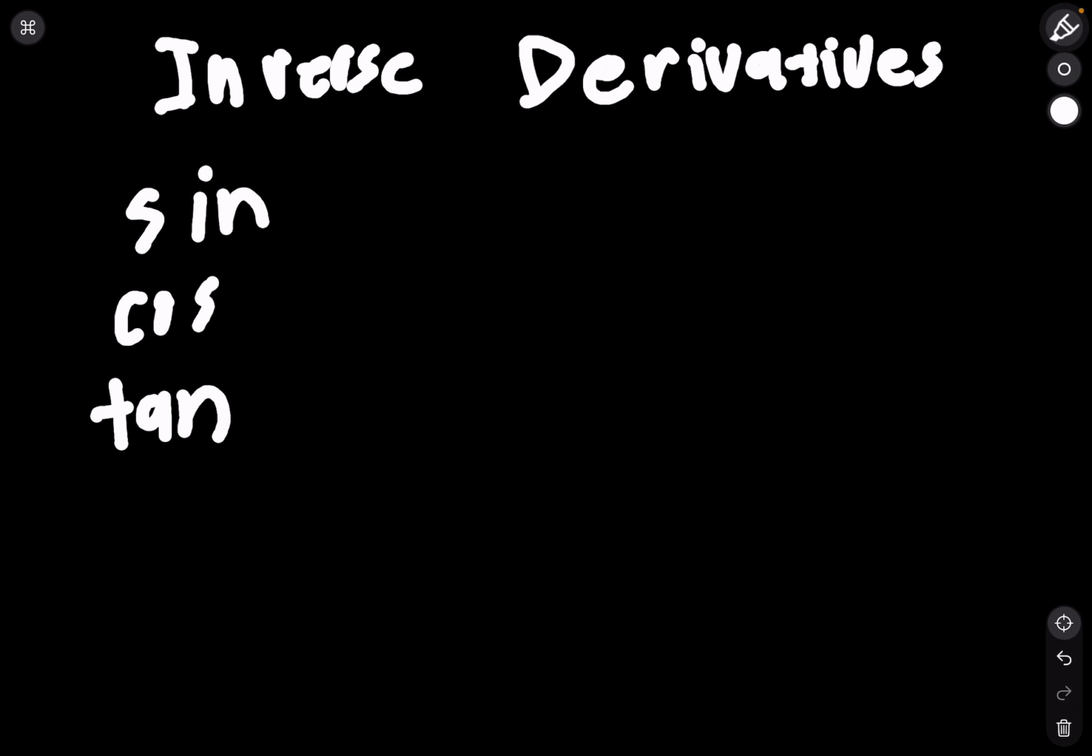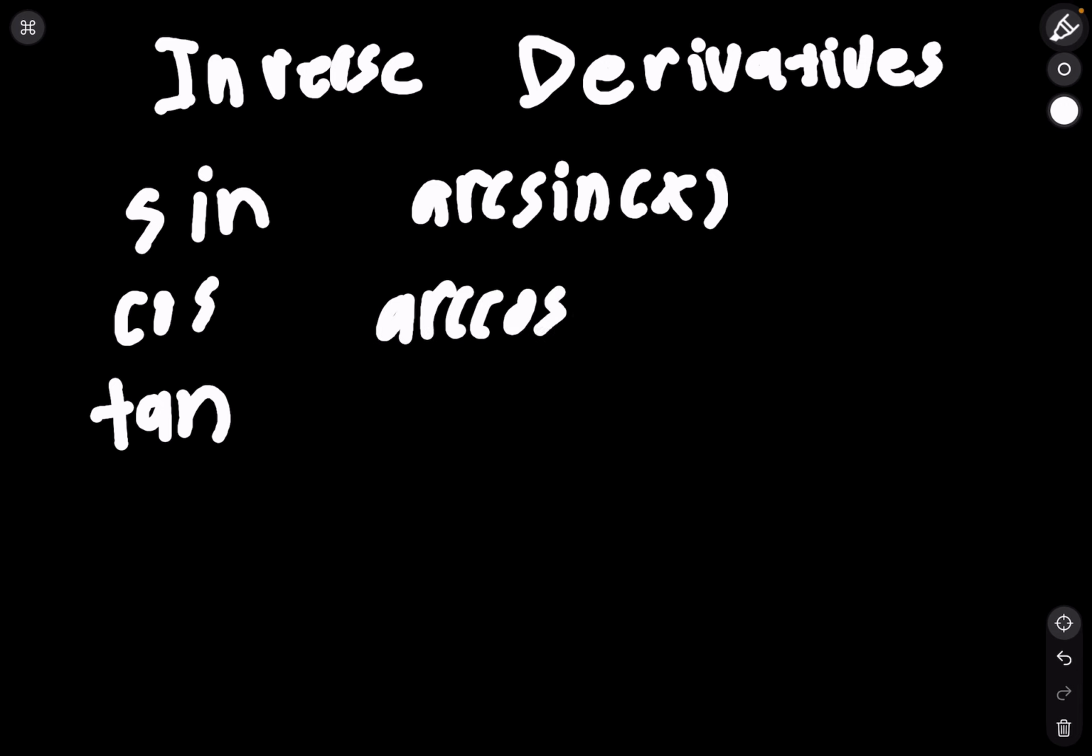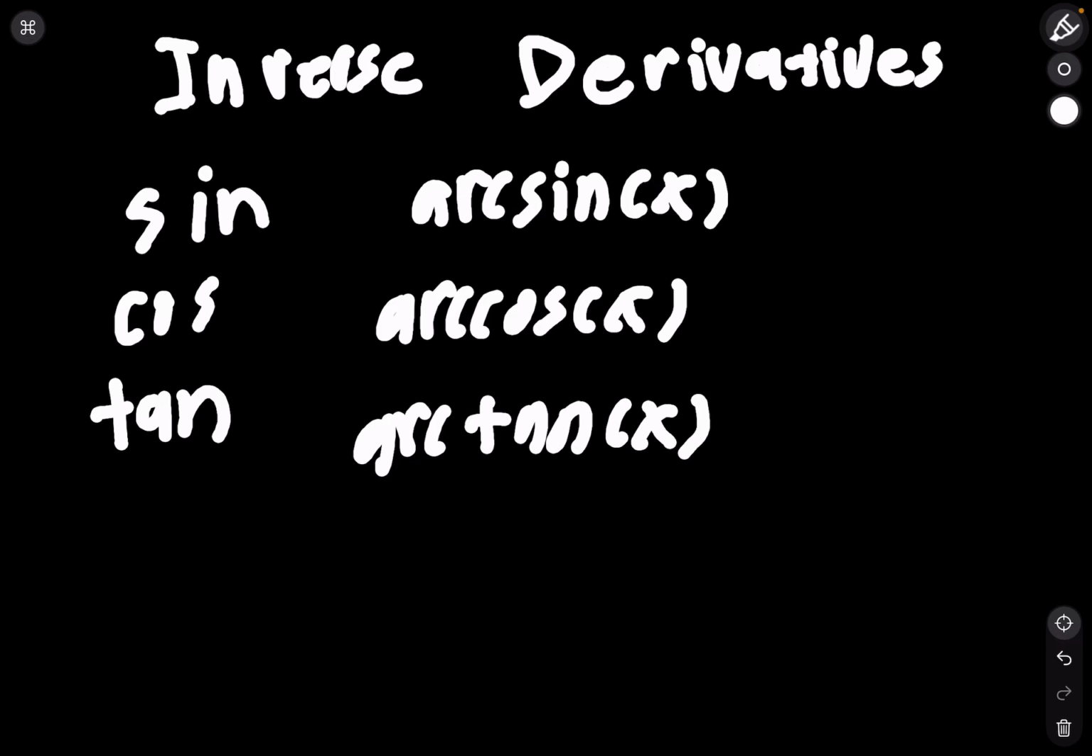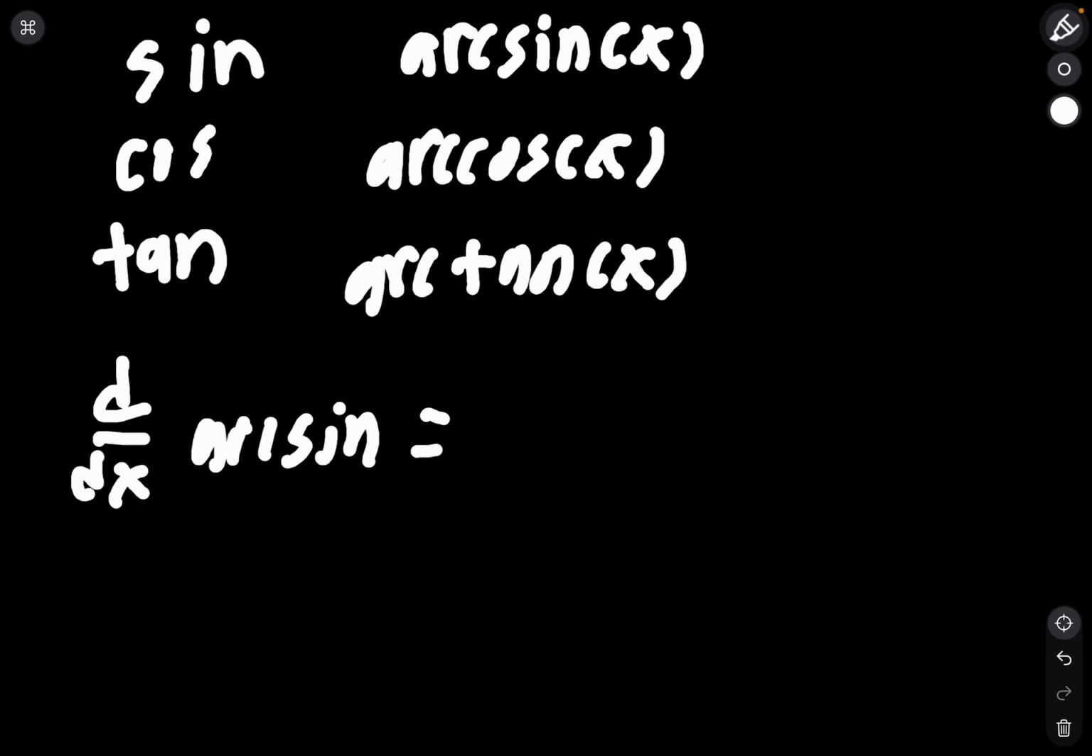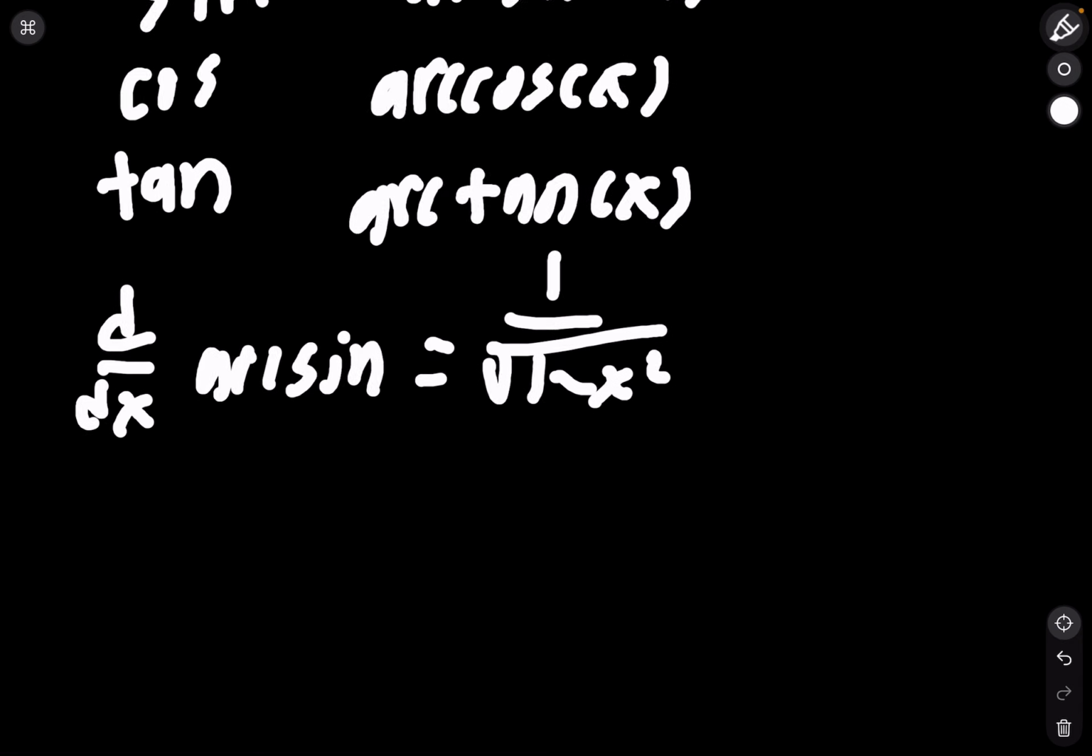Now, if you're a BC kid, Calculus BC, you might remember that these different functions have their inverses. And now, if you're really good at AB, you will understand the derivatives of each of these functions respectively. So for arcsine, it's just 1 over the square root of 1 minus x squared.